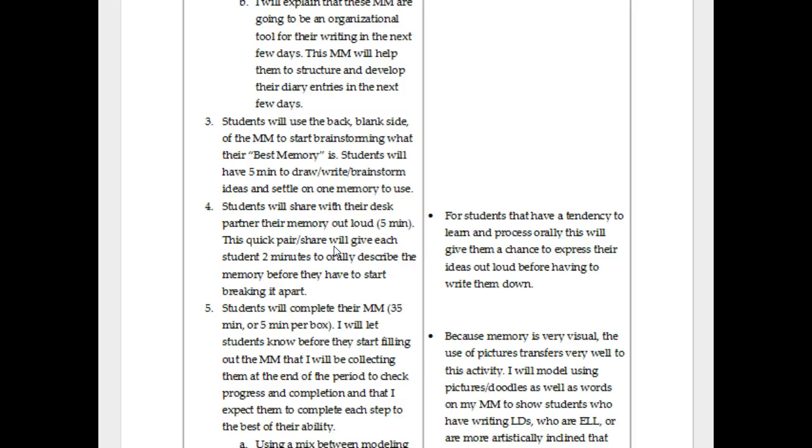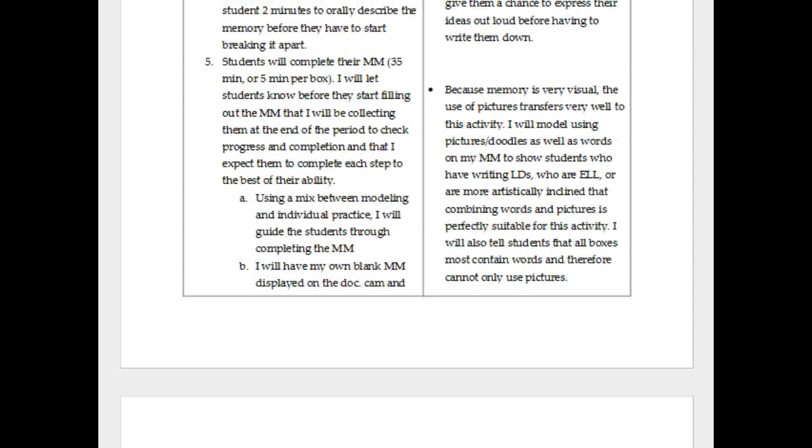Watch out for kids who don't want to share out loud. Have some thoughts in mind. What would you do for them, with them? Students will complete their memory map, 35 minutes or 5 minutes per box. I like that kind of a timing on there. I'll let students know before they start filling out the memory map I'm collecting them at the end.